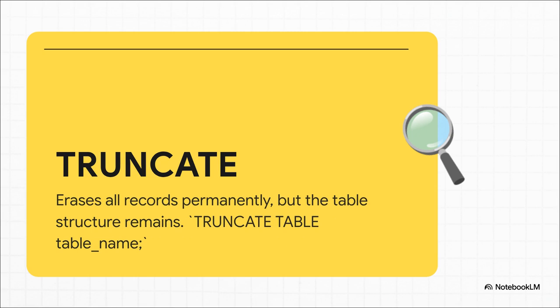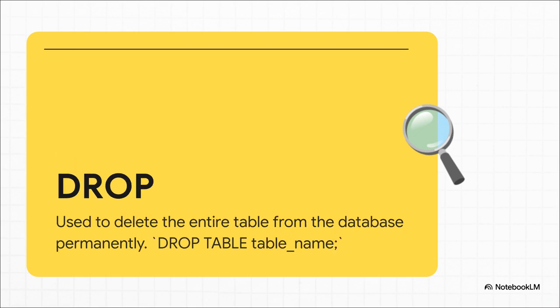Then you have truncate, which is way more drastic. It removes every single record from the table all at once. It's like yanking all the books off the shelves, leaving them completely empty but still standing there. And finally, you've got the nuclear option, drop. This one doesn't just remove the books, it completely demolishes the shelf itself. The drop table command deletes the entire structure and all the data inside it, and it's gone for good.